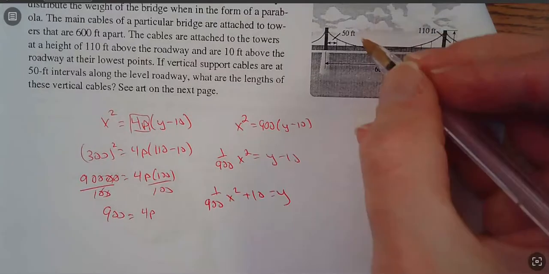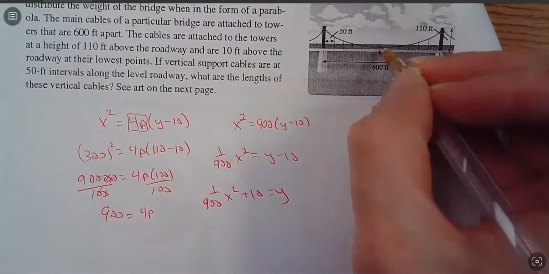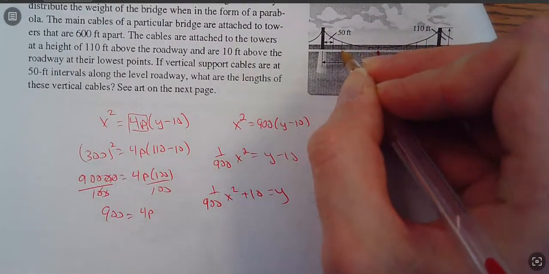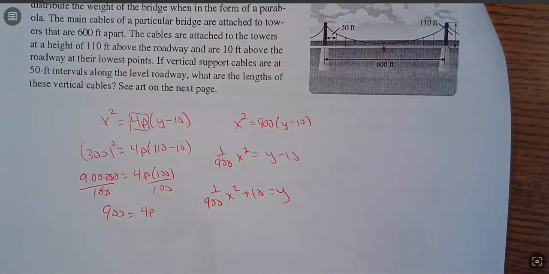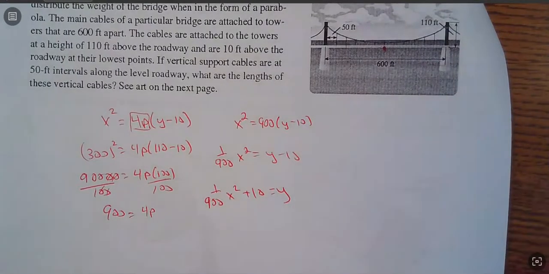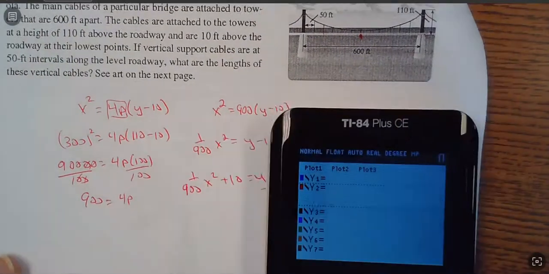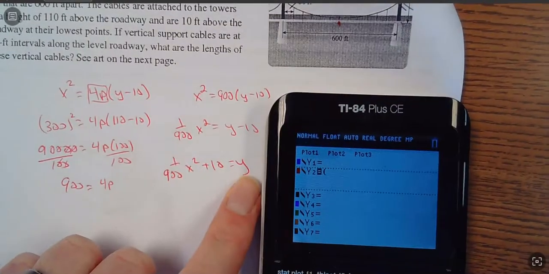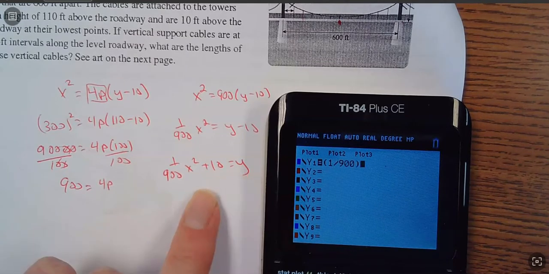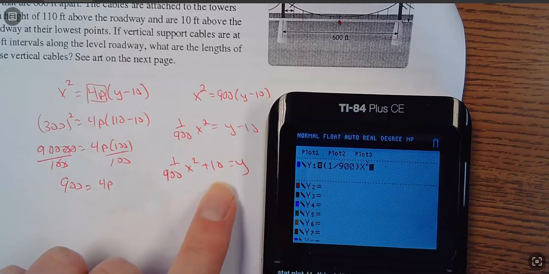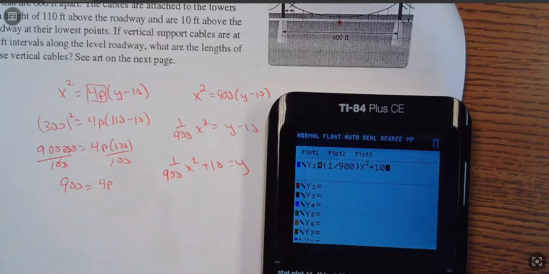What I really want to do then, I'm going to have to subtract 10 from all these, but that's okay because this last 10 feet doesn't really count. So I want to find the length and then subtract 10 from it. So first I'm going to make a table. Let's graph that guy. So I'm going to type in y equals 1 divided by 900 x squared plus 10, and then make a table.